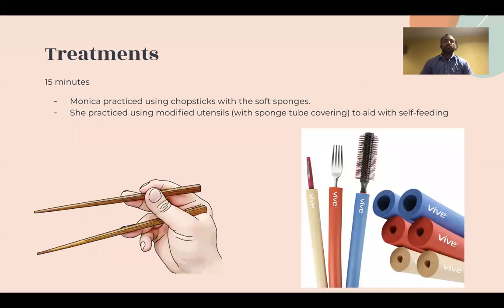And then for 15 minutes, we practiced using chopsticks with the soft sponges. She practiced picking them up and putting them into a container. And then we practiced using modified utensils as pictured, with sponge tube covering to aid with self-feeding. So as she's using a fork to eat, she can touch the soft surface of this sponge tube covering, which will compensate for the hypersensitivity in her hands, preventing her from eating where she is at currently. And these can also be used on other things as well, such as a comb or a writing utensil.